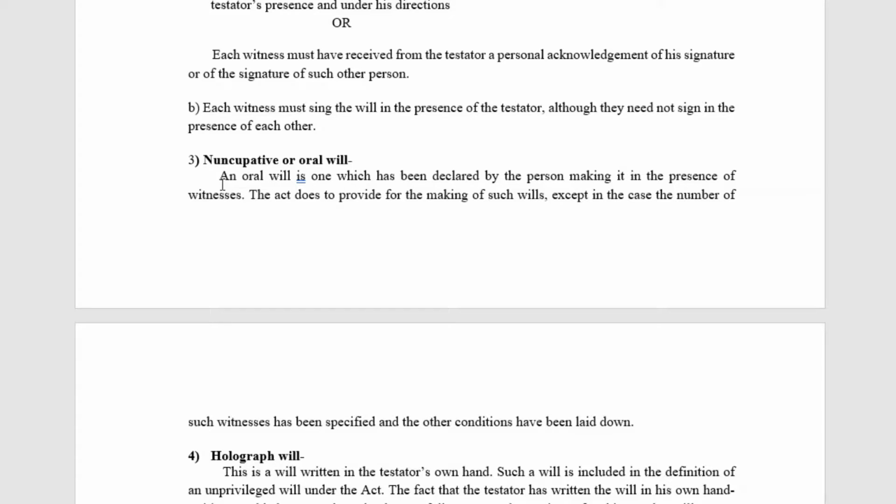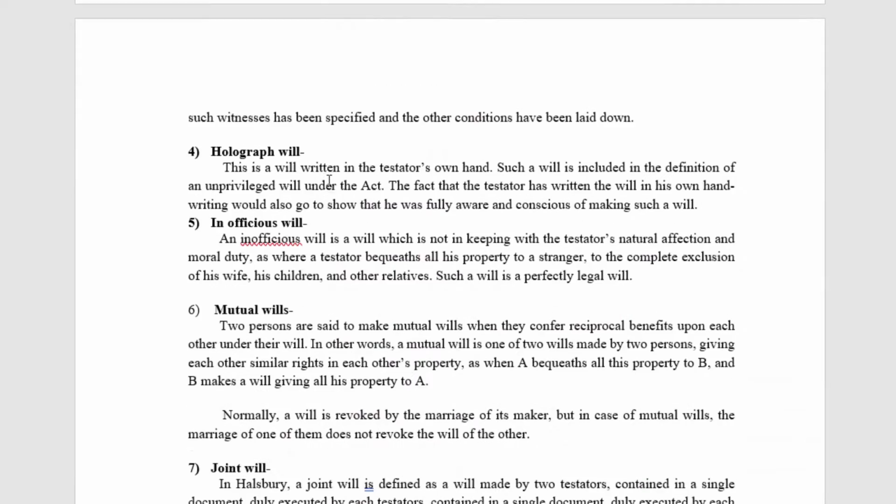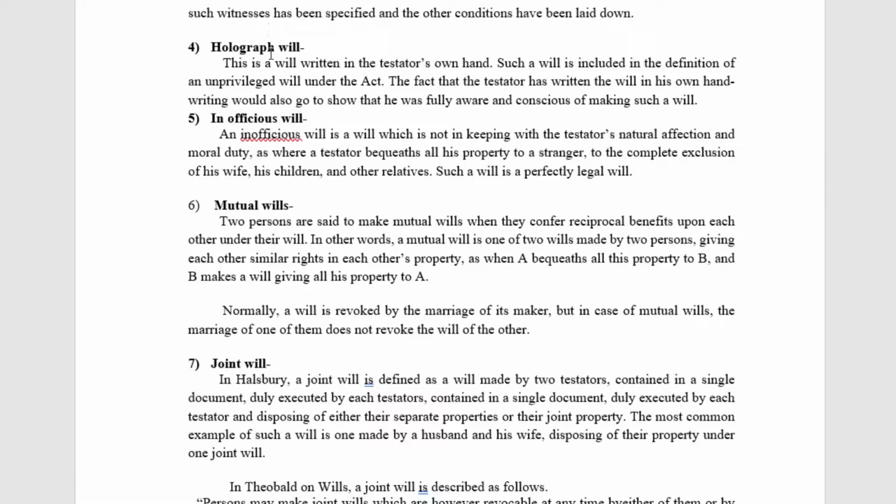That is the non-cupative or oral will. An oral will is also valid. Here an oral will is one which has been declared by the person, making it in the presence of the witnesses. So this is also another kind of the will. Next one is the holograph will. This sort of will can be written by the testator in his own hand. This can be called the holograph will.